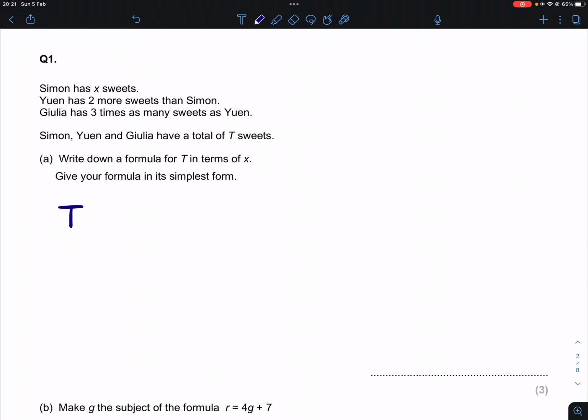So we're going to try and figure out what T is. That is the total of all of the sweets of all 3 of them. First of all, we have Simon. Simon has X sweets. So we know as far as our formula goes, we're going to have an X here.